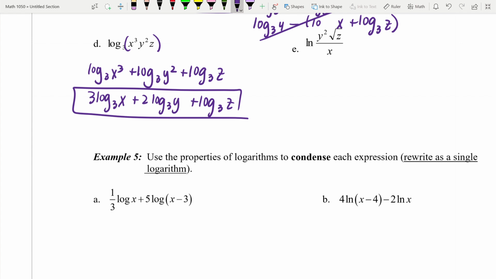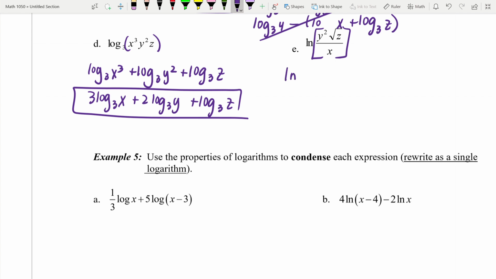Okay, look at question E. Answer these questions before you begin, please. How many times will I write ln? Tell me. 3. Of those 3 times, how many will be negative? 1. Which one? The x. Why? It's on the bottom.